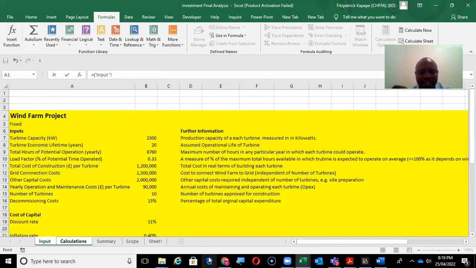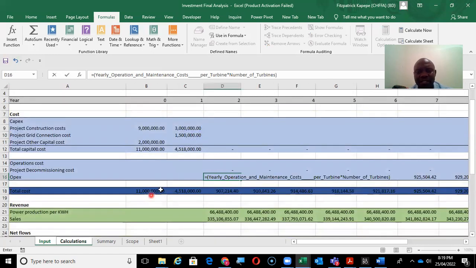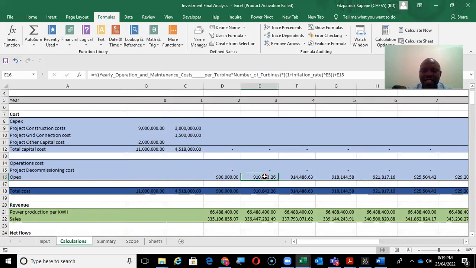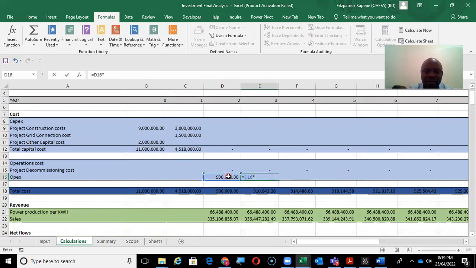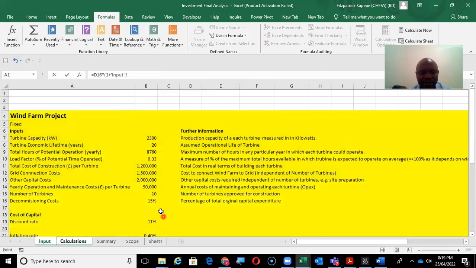it will be this 90,000 pounds times 10, which will give me this. Then from there now, I can have this number and escalate it by the inflation rate.